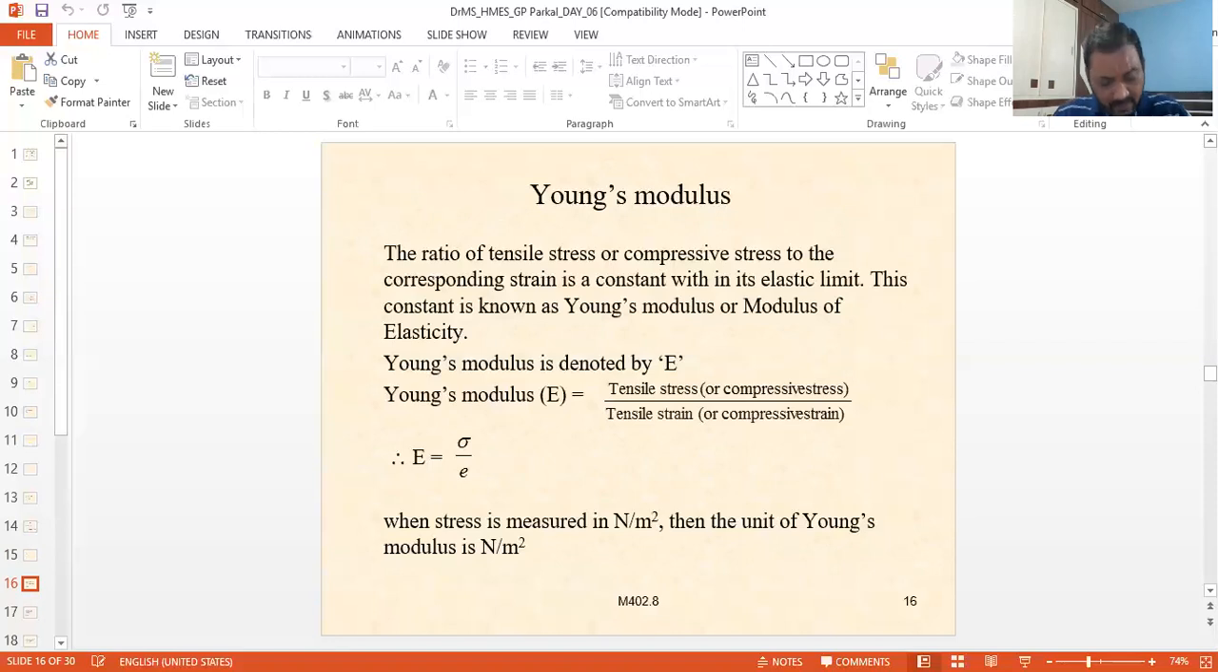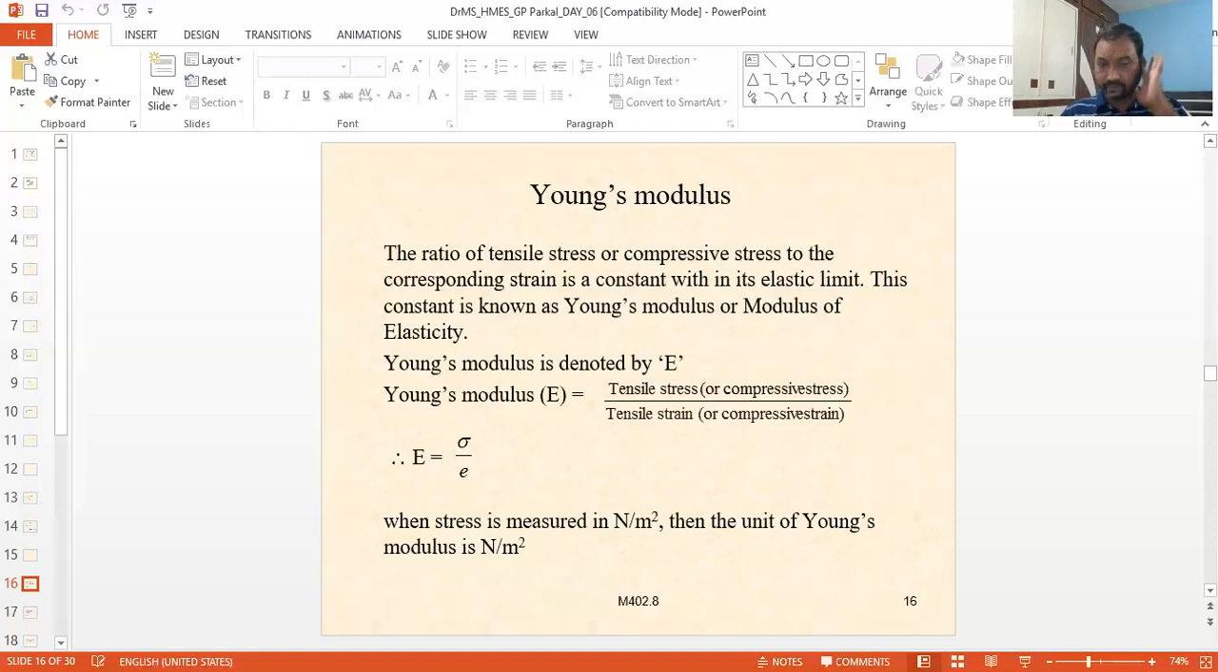That the strain is considered to be positive. And if it is subjected to a compressive force, it produces compressive strain, which is taken to be negative. However, the tensile or compressive stress divided by the corresponding strain is called the modulus of elasticity, also called Young's modulus. Young's modulus is generally denoted with the capital letter E. So E is equal to stress by strain, that is sigma by epsilon.